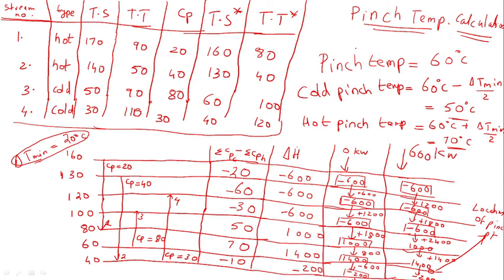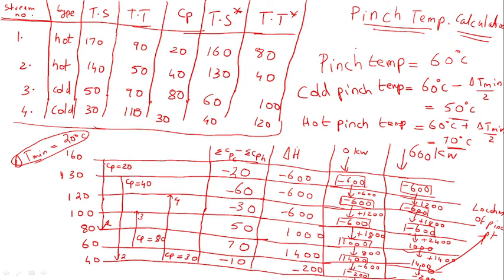For hot streams we need to subtract half of the minimum temperature difference, delta T min, and for cold streams we need to add half of delta T min. Then we will obtain the shifted supply temperature and shifted target temperature, represented by Ts star and Tt star. Then we need to sort all these temperatures in decreasing order. So here maximum temperature is 160 and minimum is 40.